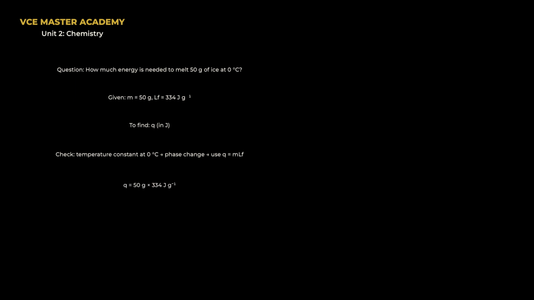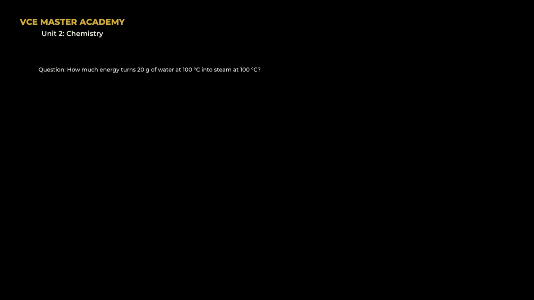Substitute carefully with units. 50 grams times 334 joules per gram. Notice the grams cancel out, leaving just joules. That's how you know your units are right. 50 times 334 is 16,700. So Q is 16,700 joules, which is 16.7 kilojoules. Box it. Done. See the rhythm? Given, to find. Check the thermometer, formula, substitute with units, box the answer. Every example today follows that same rhythm.